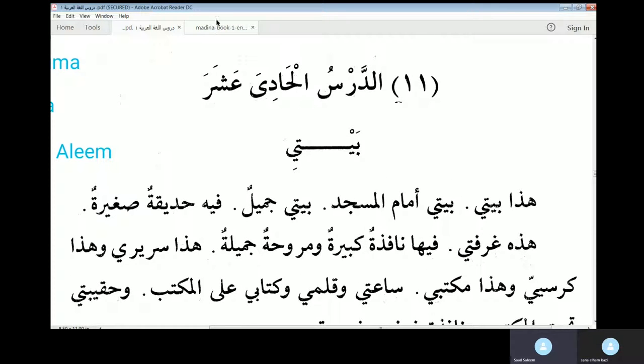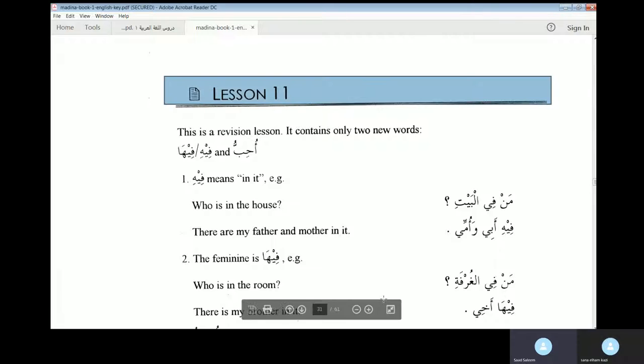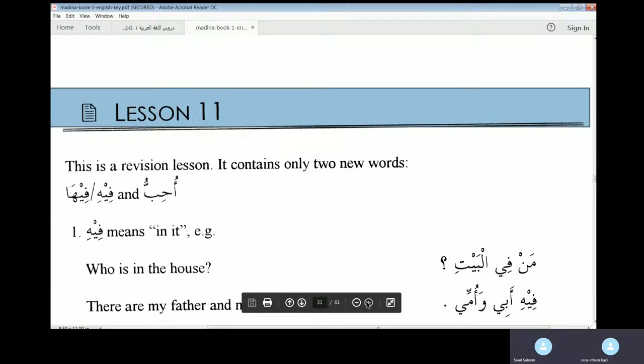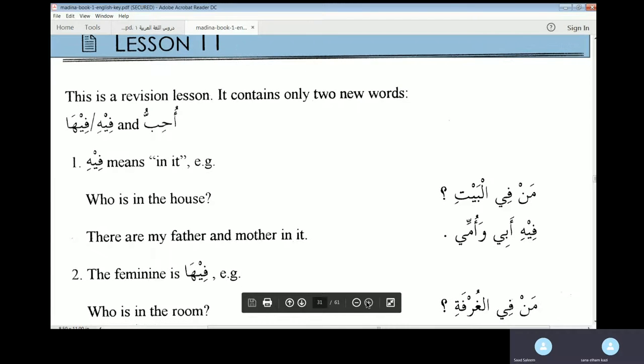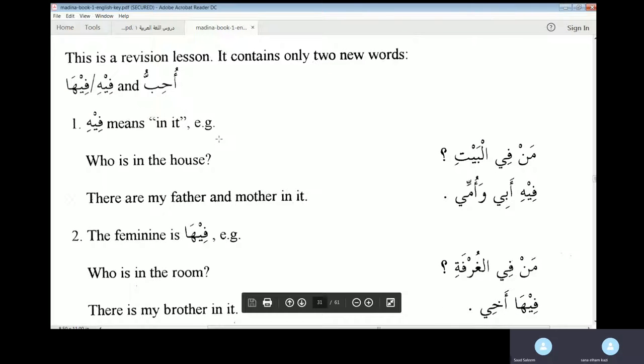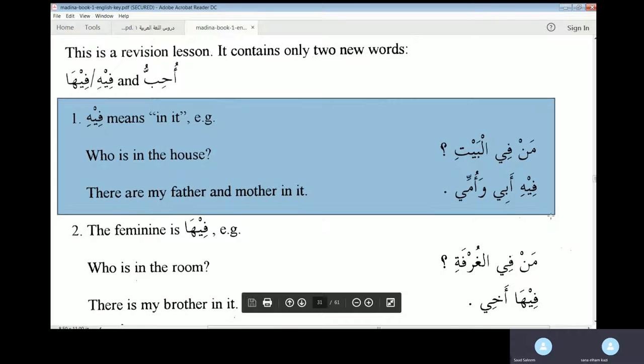Daroos-ul-Lughat-ul-Arabia, 11th lesson. So here we have the grammar. This is a revision lesson. It contains only two new words: uhibbu and fihi or fiha. Fihi means in it.